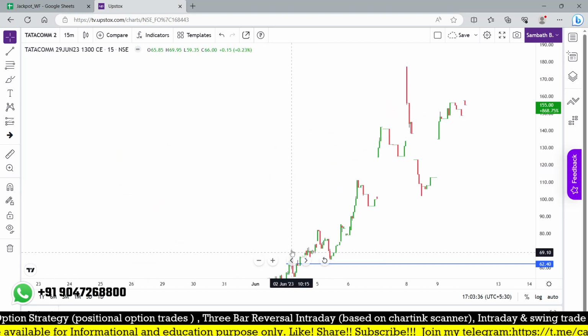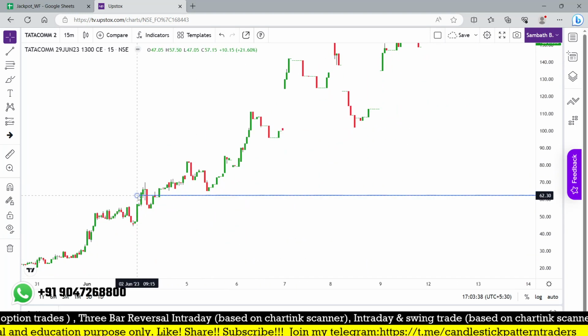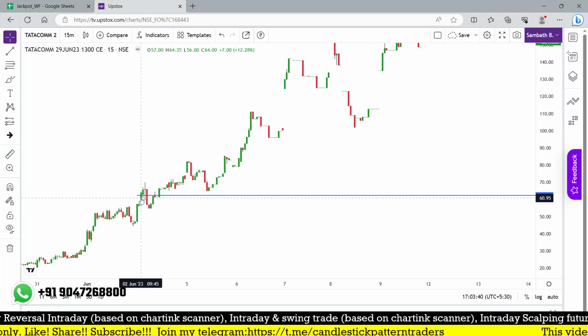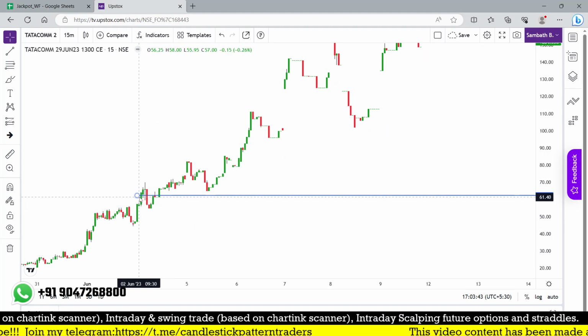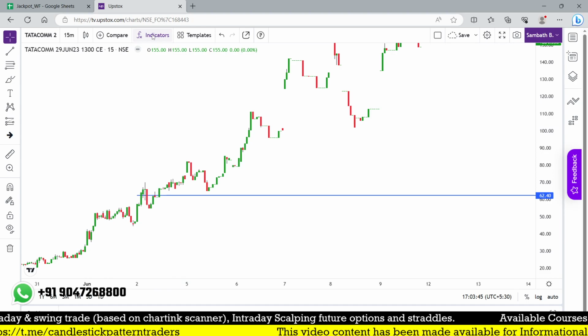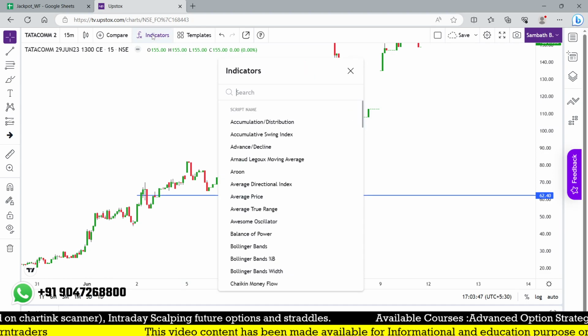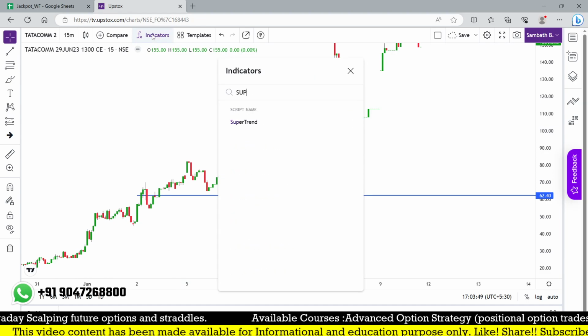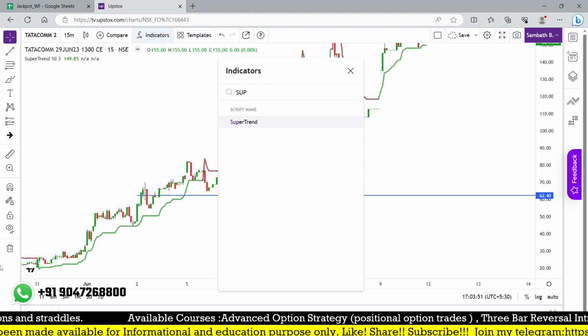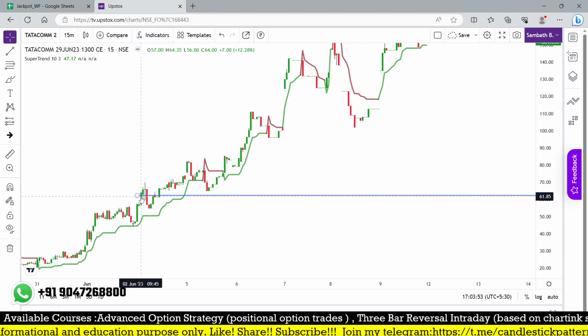So we are finding the trade opportunity on this day. Look at this, and we mark the entry level around 62. That was triggered on 2nd June. There are a lot of indicators and technicals, but I simply use Supertrend, which will help us to take a trade. Look at this, here is my entry point.